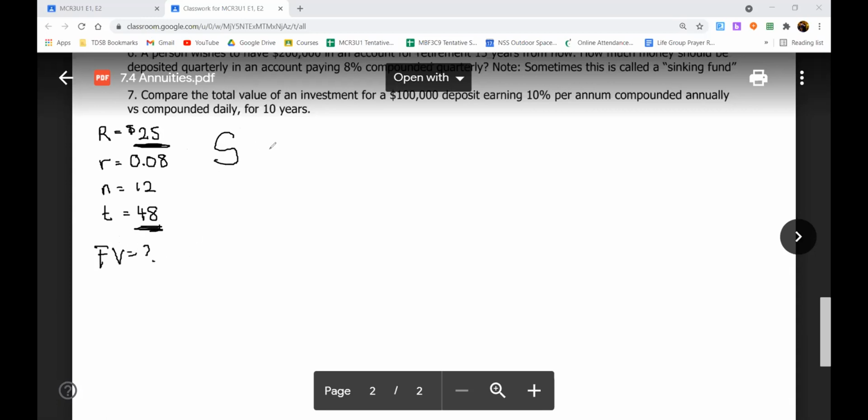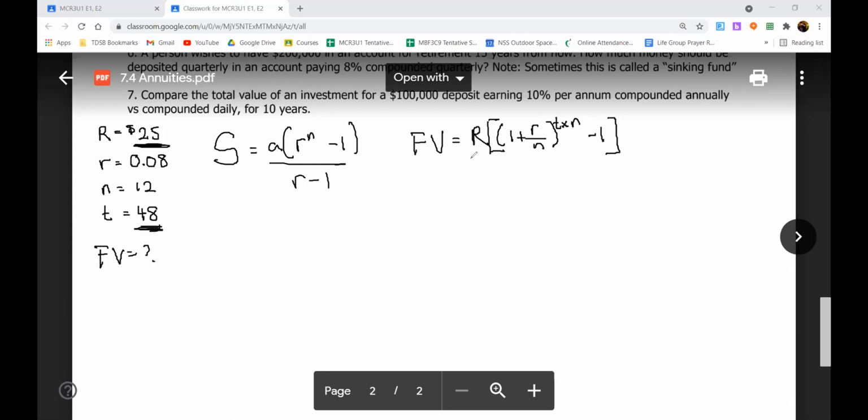Remember that the total sum is A times (r^n minus 1) over (r minus 1). So in terms of finance, the future value is going to be my recurring payment, and then 1 plus the rate over the compounding, to the power of the number of years multiplied by the compounding, minus 1, all over r over n.